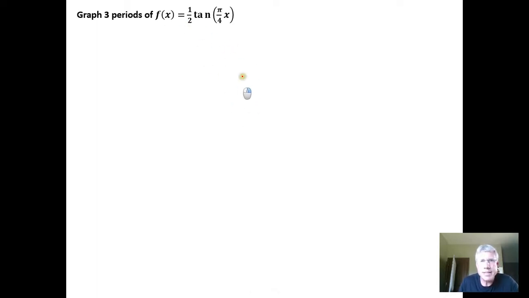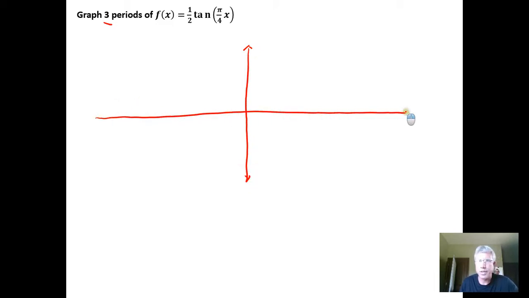So the easiest way I think to graph a tangent function that's only been stretched or compressed vertically and horizontally is to understand that it's going to have the same basic shape as the tangent function does. So start off by just drawing one period. It says draw 3, but start off by drawing one period of the tangent function if you're doing a hand drawing. So just establish your vertical axis, establish your horizontal axis, and then think about what the tangent function looks like.